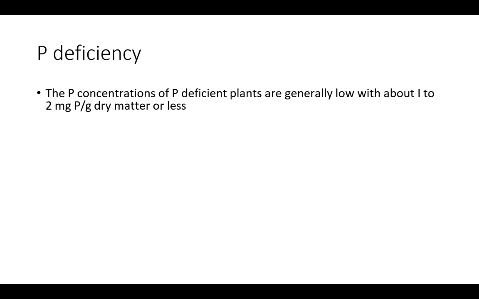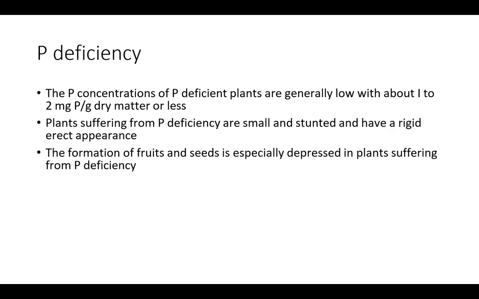Deficiency. Phosphorus concentrations in deficient plants are generally low, with about 1 to 2 milligrams phosphorus per gram of dry matter, which is a relatively low amount. Plants suffering from phosphorus deficiencies are small and stunted and have rigid, erect appearances. The formation of fruits and seeds is especially depressed in plants suffering from phosphorus deficiency.